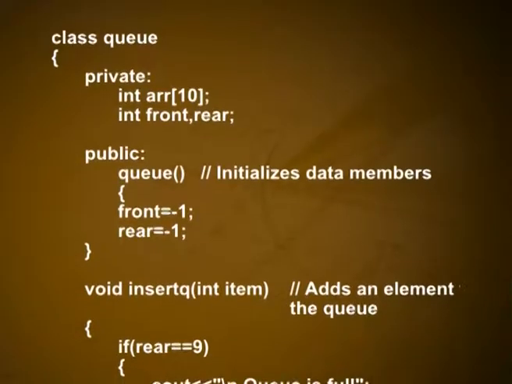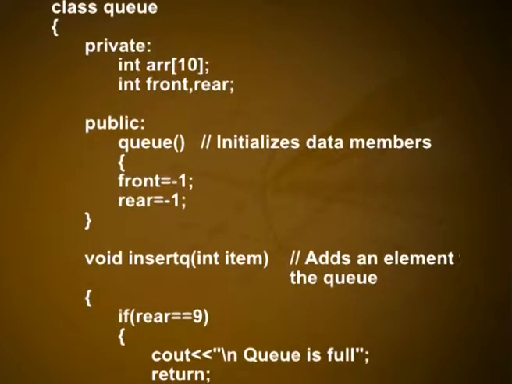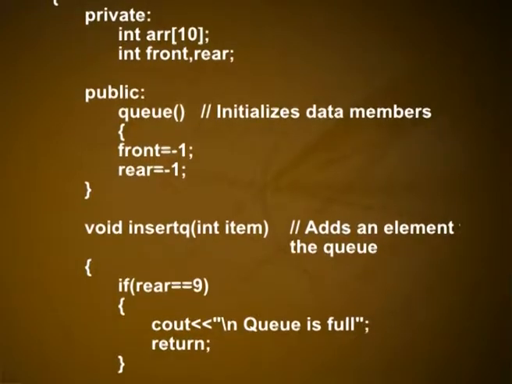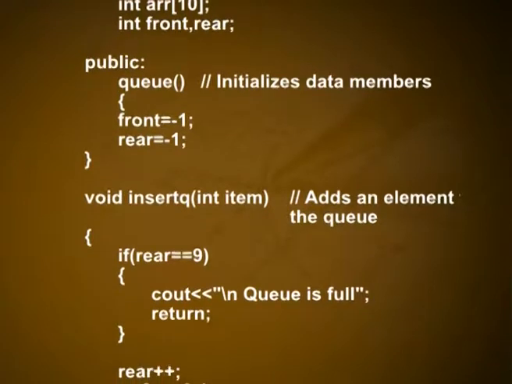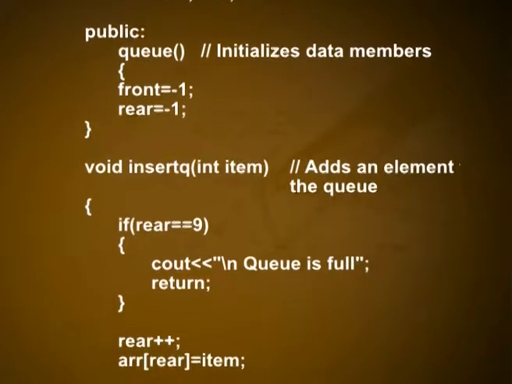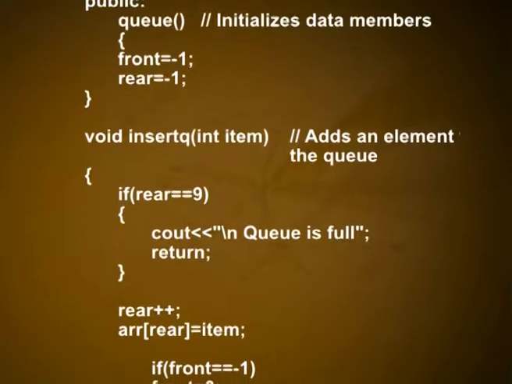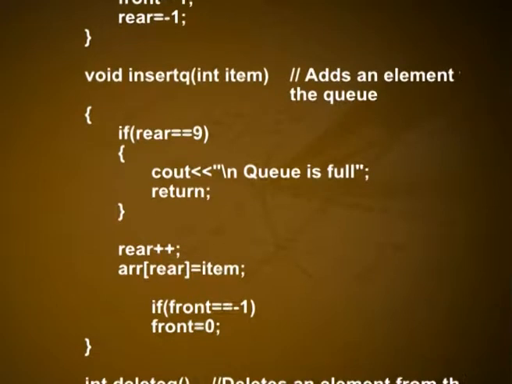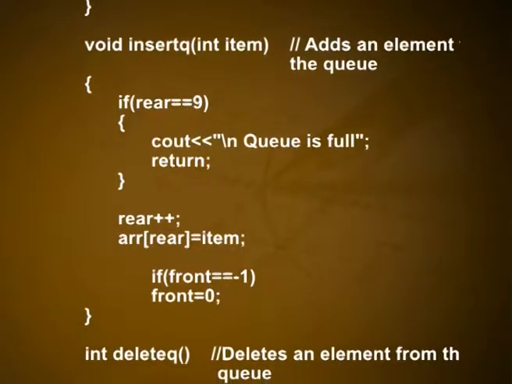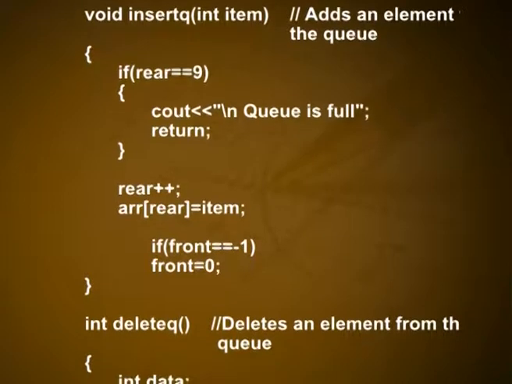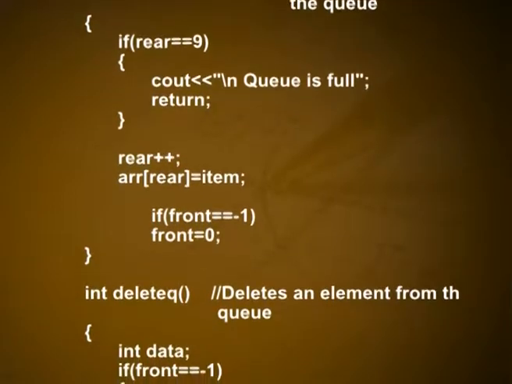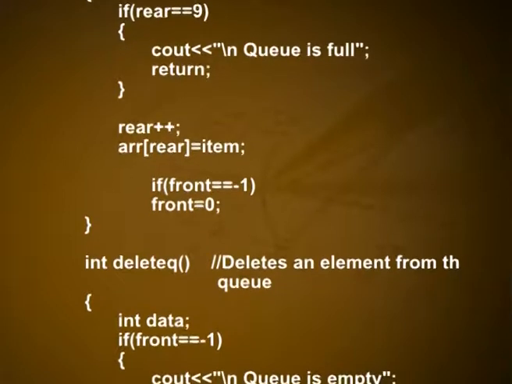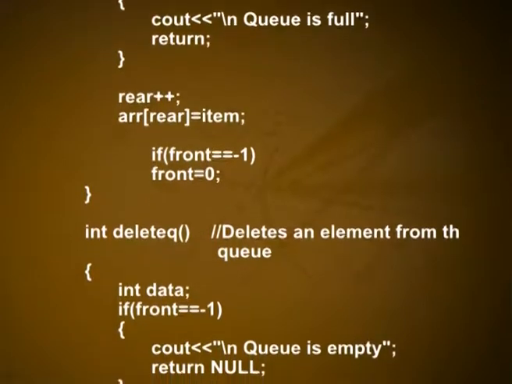A C++ program to implement a queue is given here. Class queue, private: int array of 10, int front, rear. Public: queue initializes data members, front equals -1, rear equals -1. Void insert queue, int item, adds an element to the queue. If rear equals 9, cout queue is full, return. Rear plus plus, array of rear equals item, if front equals -1, front equals 0.